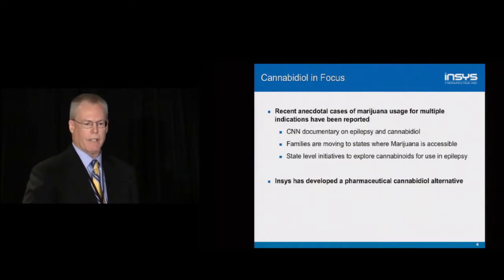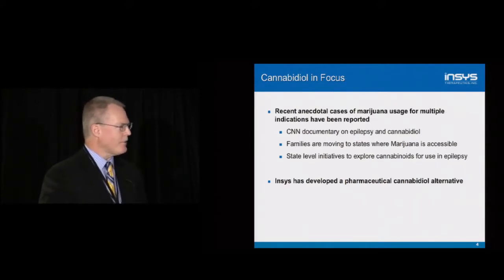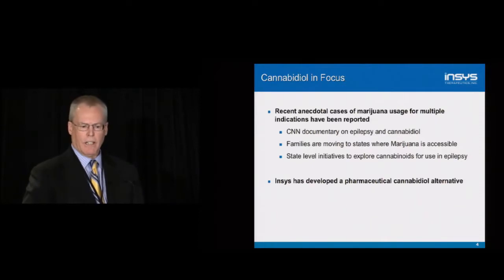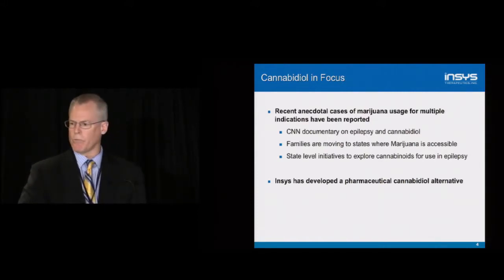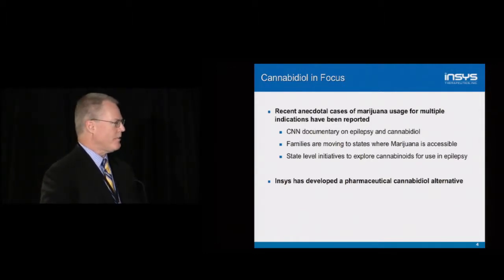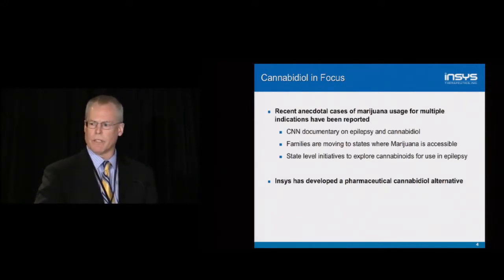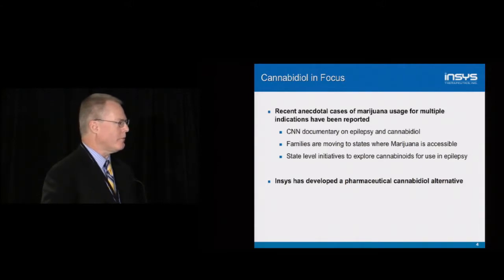So to get into that a little bit, anybody in the room knows that there's a lot of anecdotal evidence for the use of cannabidiol in epilepsy. There's been a recent CNN article or presentation on it. We know of families that are moving to Denver, Colorado in order to be able to get access to Realm oil and other things that they really believe are going to help them with their epilepsy, especially parents taking children. And there's a lot of state initiatives in place right now for getting cannabidiol into use in epilepsy. So INSYS has developed a pharmaceutical cannabidiol alternative for treatment of epilepsy.